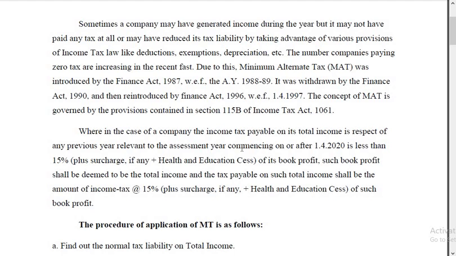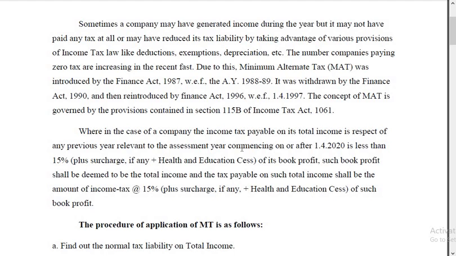In other words, if the tax paid by the company on total income is less than the tax on book profit at the rate of 15% plus surcharge plus cess, then MAT is applicable. MAT means minimum alternate tax.